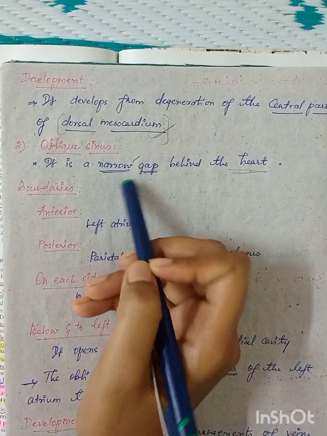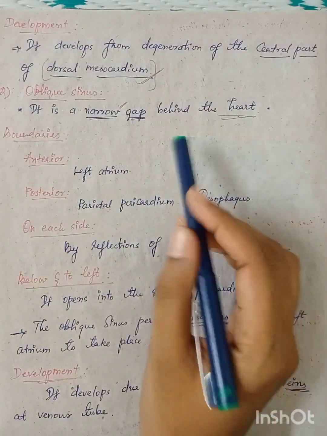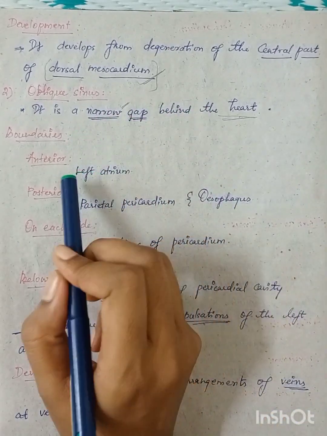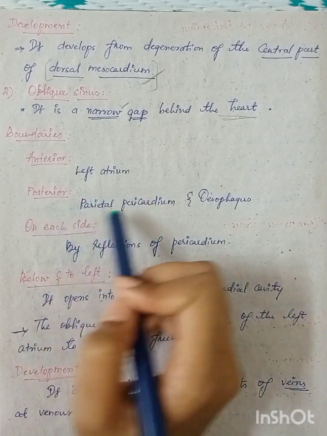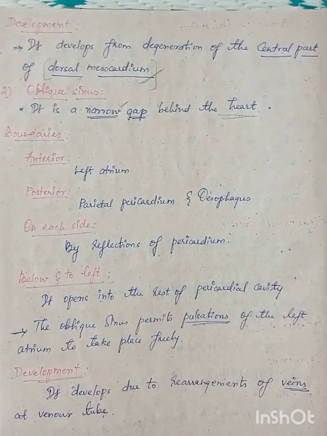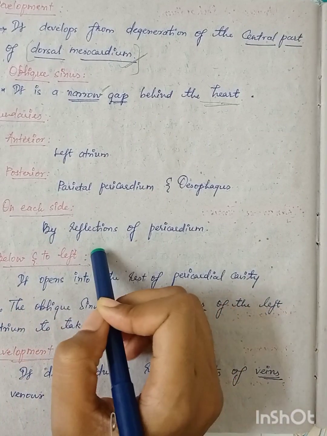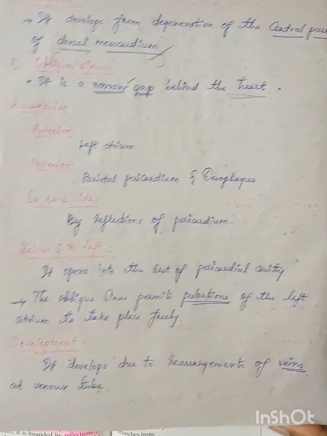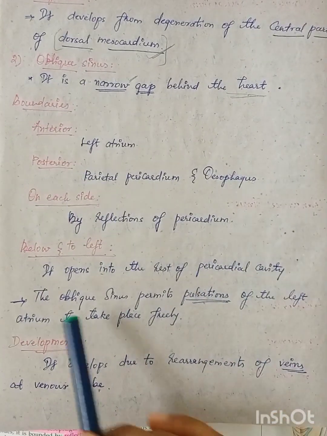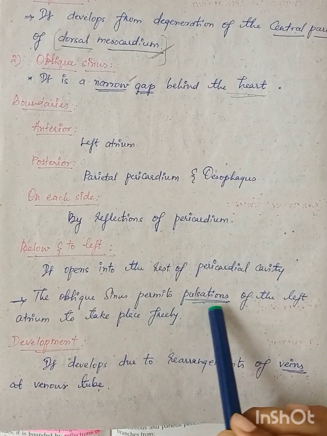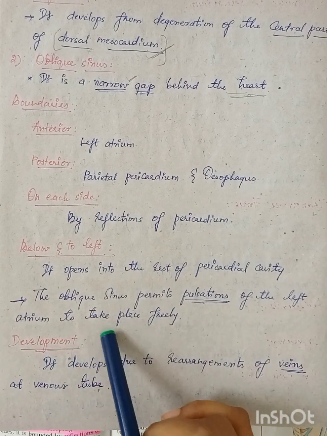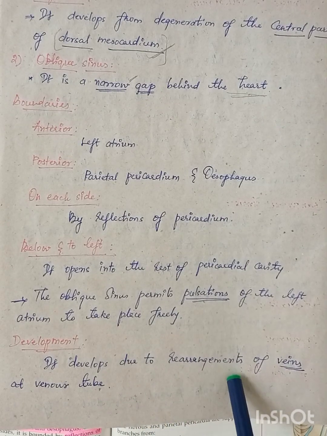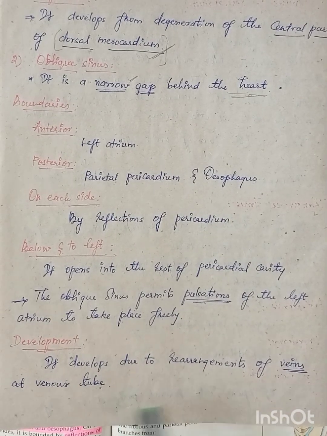It is a narrow gap behind the heart, just present behind the heart. Note that it is a narrow gap behind the heart, and its boundaries are the left atrium anteriorly, the parietal pericardium and esophagus posteriorly, on each side by reflection of the pericardium, and below and to the left it opens into the rest of the pericardial cavity. The oblique sinus permits pulsation of the left atrium to take place freely, and it is developed due to rearrangement of the veins of the venous tube.